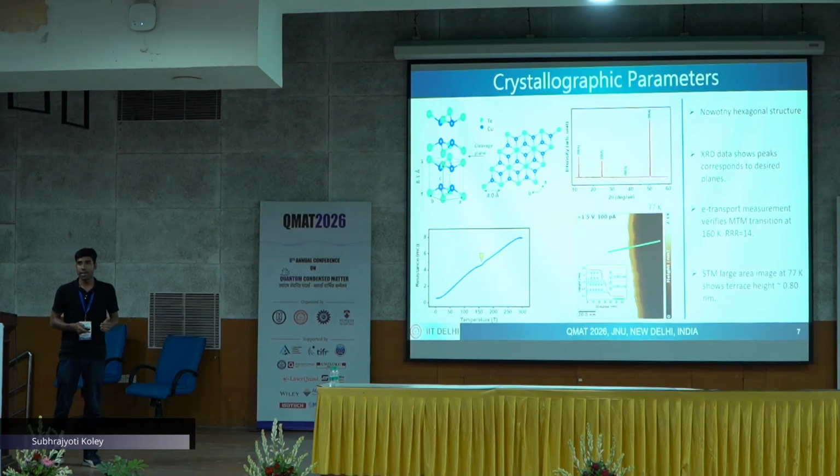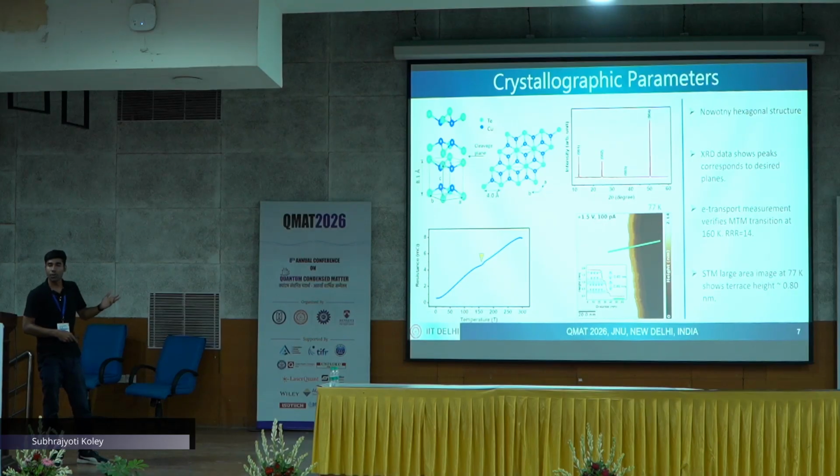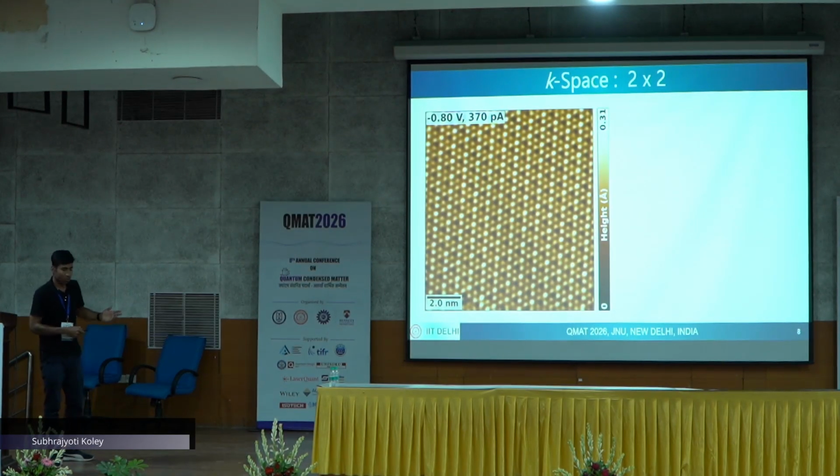Now to do the STM measurement, we cleaved the sample under ultra high vacuum, and that exposes the tellurium layer, and that's how the layers look. So this is the upper layer, and there is a second layer at the bottom. We have done all the measurements at 77 K, liquid nitrogen temperature. There we are getting the c-axis distance of the crystal around 0.8 nanometer. Now if we zoom in onto the terrace, we are getting this beautiful atomic arrangement on the surface.